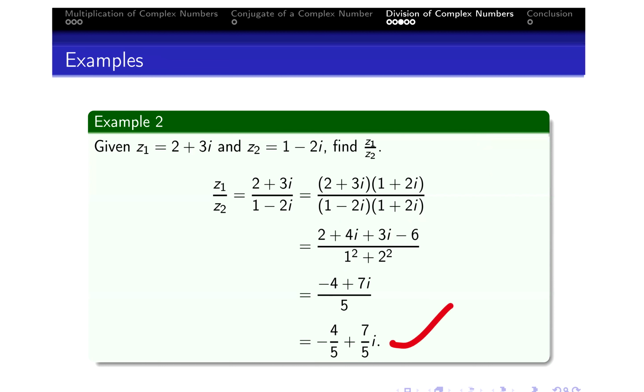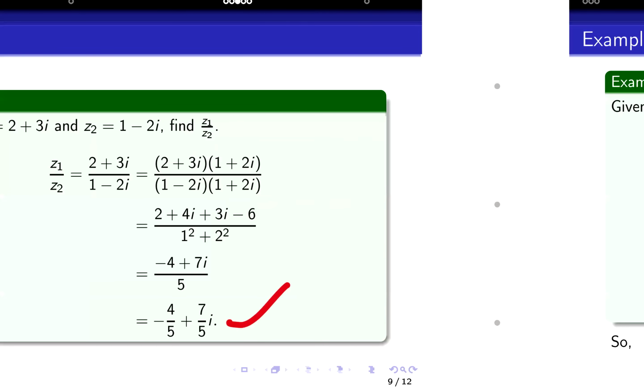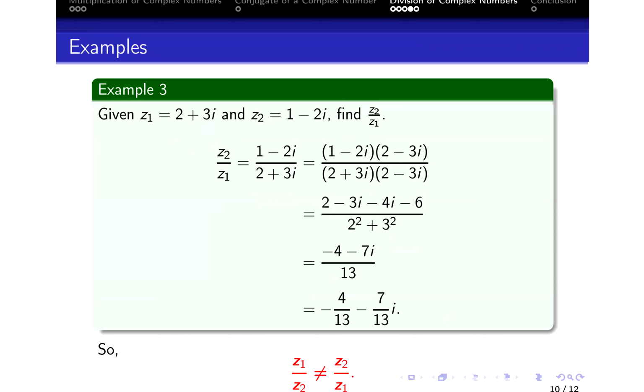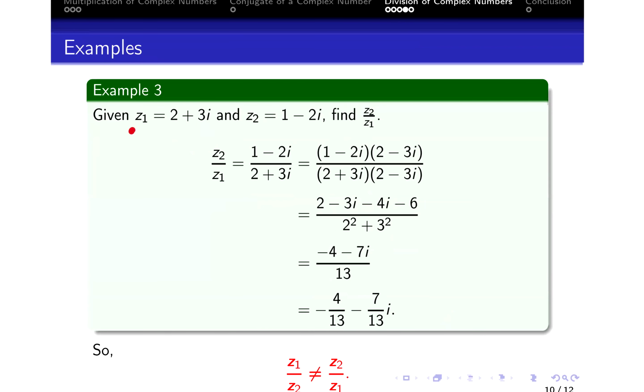Okay, so now what we did there was z1 over z2. So now let's talk about z2 over z1. Again, z1 is 2 plus 3i, z2 is 1 minus 2i, and we're now looking for z2 over z1. Then we do the same thing. Check the denominator, it is 2 plus 3i. The conjugate is 2 minus 3i.